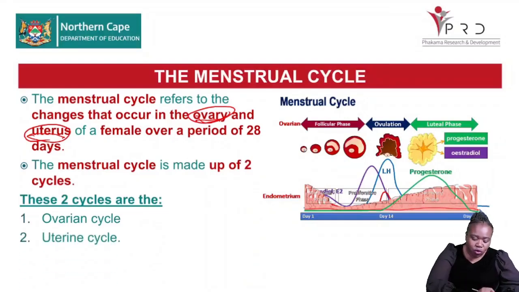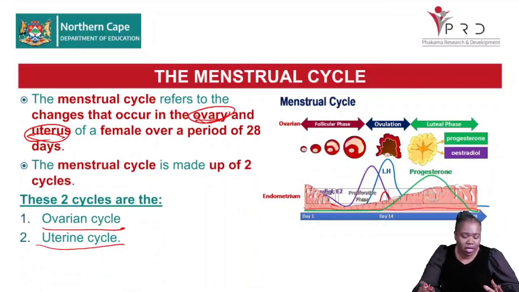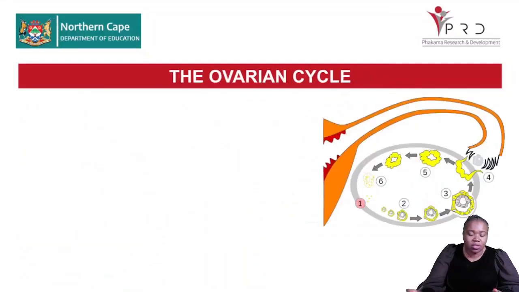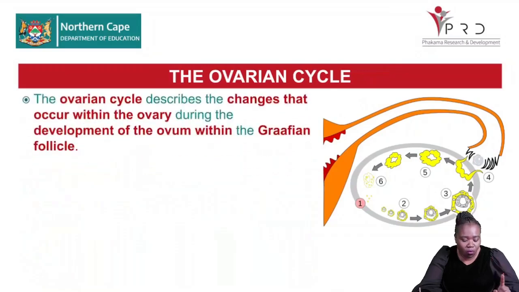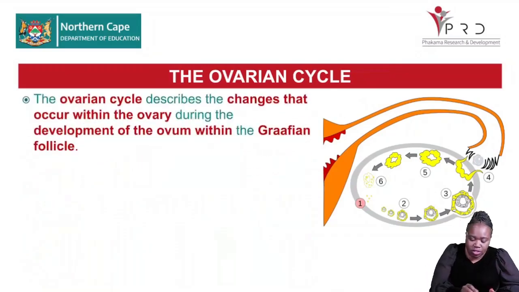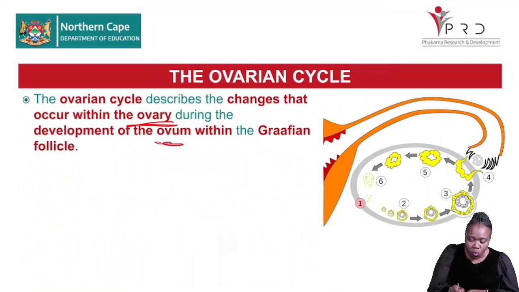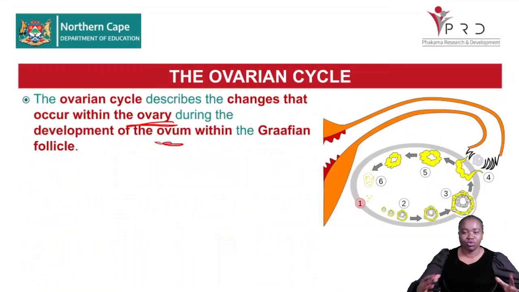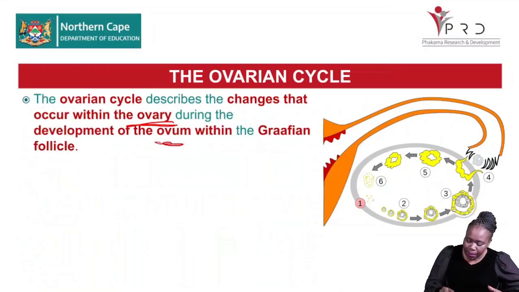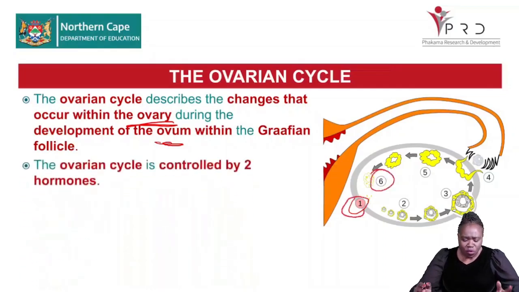So we have 2 cycles, which are the ovarian cycle and the uterine cycle. Today we will focus on the ovarian cycle, meaning that we will look at what happens in the ovaries. The ovarian cycle describes the changes that occur in the ovaries during the development of the ovum within the Graafian follicle. We're going to look at what happens from step 1 over here until step 6. So basically, we are going to look at what happens during this production of the ovum.